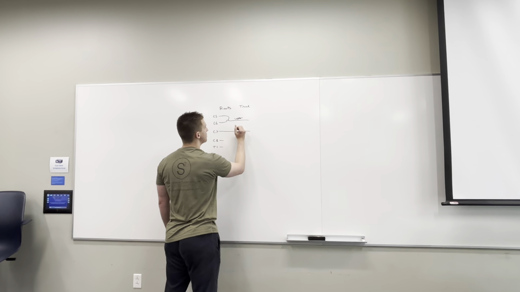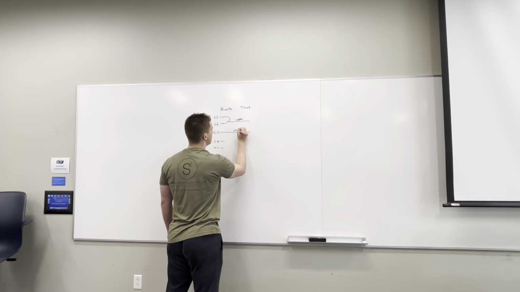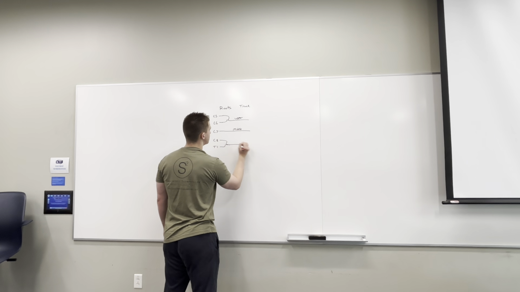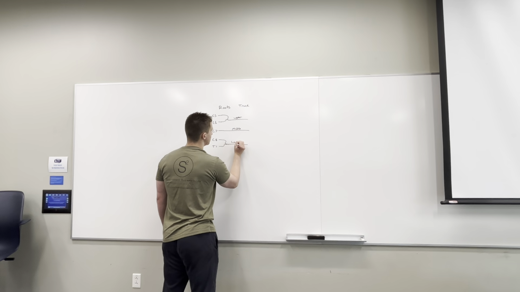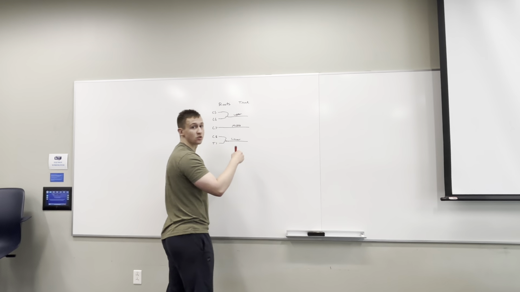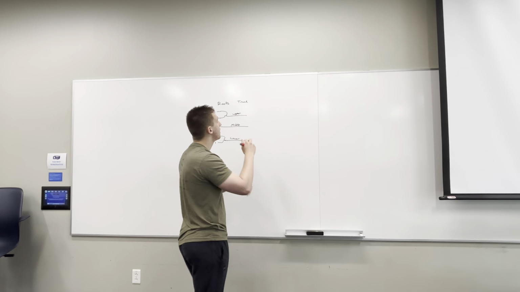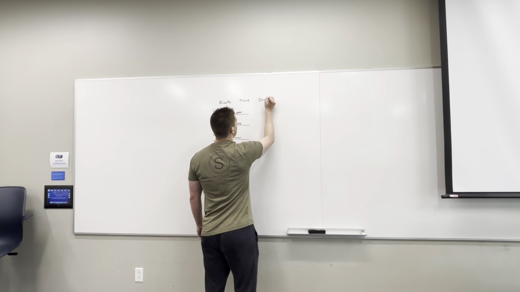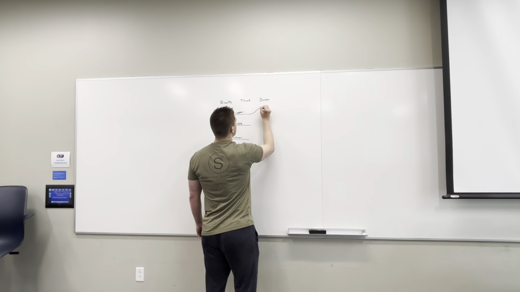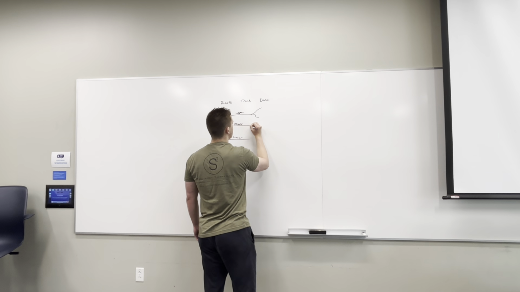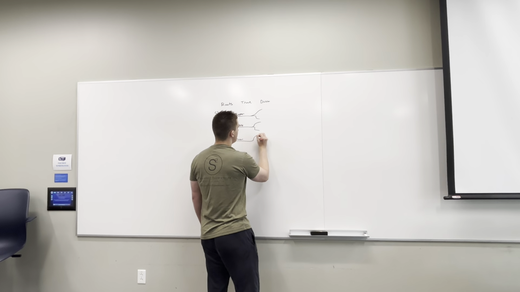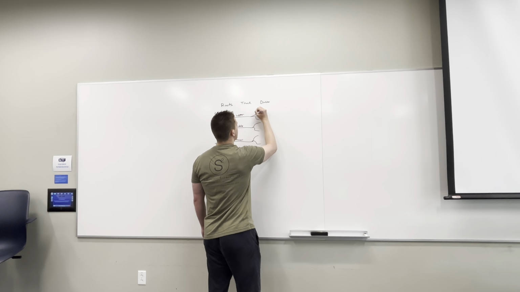C7 stands alone to form the middle trunk. And then C8 and T1 come together to form the lower trunk. Next, each of the trunks splits into an anterior and a posterior division. So the upper splits anterior, posterior, middle splits anterior, posterior, lower splits posterior, anterior.